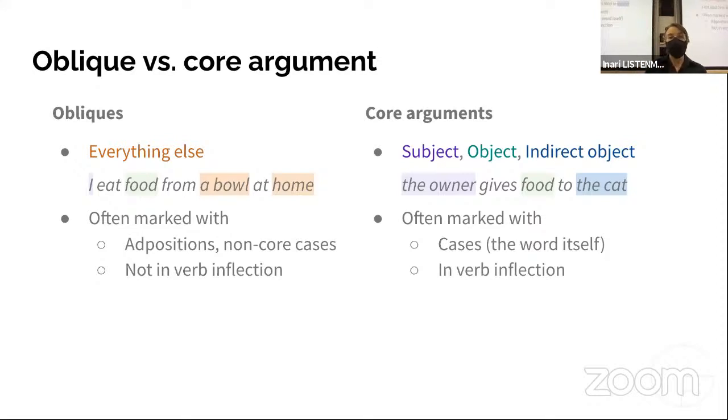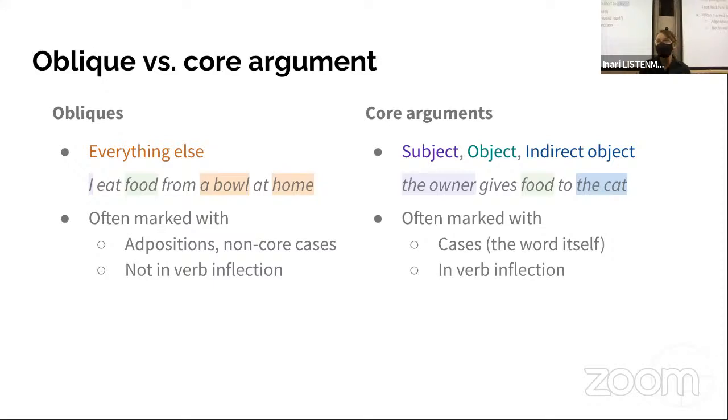Then all the other things that might appear in a sentence are often called obliques. It's a pretty wide category of things. You might want to be more specific sometimes, like, oh, I want to talk about locatives, whatever. Then you would only talk about this at home. But obliques is just anything that is not a core argument. And they are often marked with adpositions in languages that have them, or with non-core cases.